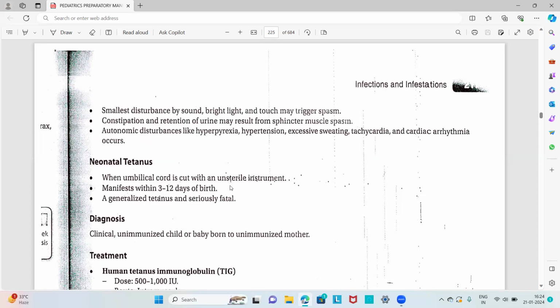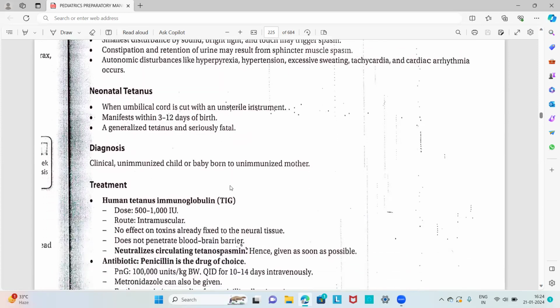Then about neonatal tetanus: when the umbilical cord is cut with an unsterile instrument, or if the cord stump is covered with dung or any unsterile packing is made there, it causes neonatal tetanus, which is manifested within 3 to 12 days of birth. It is a generalized tetanus, and neonatal tetanus is seriously fatal. Diagnosis is usually clinical; in an unimmunized child or a baby born to an unimmunized mother, we are usually suspicious of tetanus.